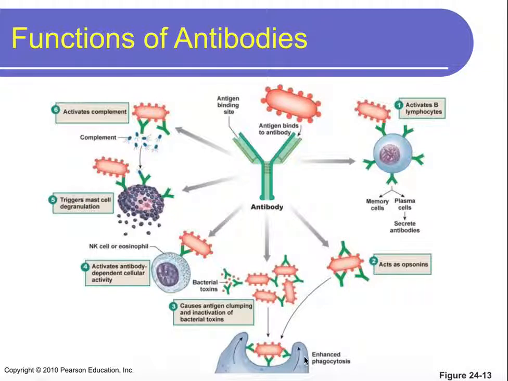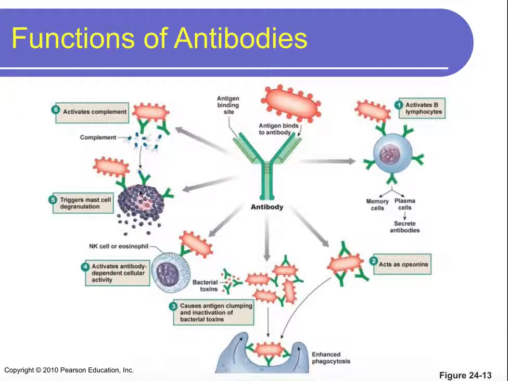And by doing that, it makes it much easier for this phagocytic cell to come and phagocytose them and destroy the pathogens one by one instead of having to go around finding the pathogens because they're all spread out. They also bind to and inactivate the bacterial toxins that can be released by a bacteria. They also activate antibody-dependent cellular activity, for example, in natural killer cells and eosinophils.